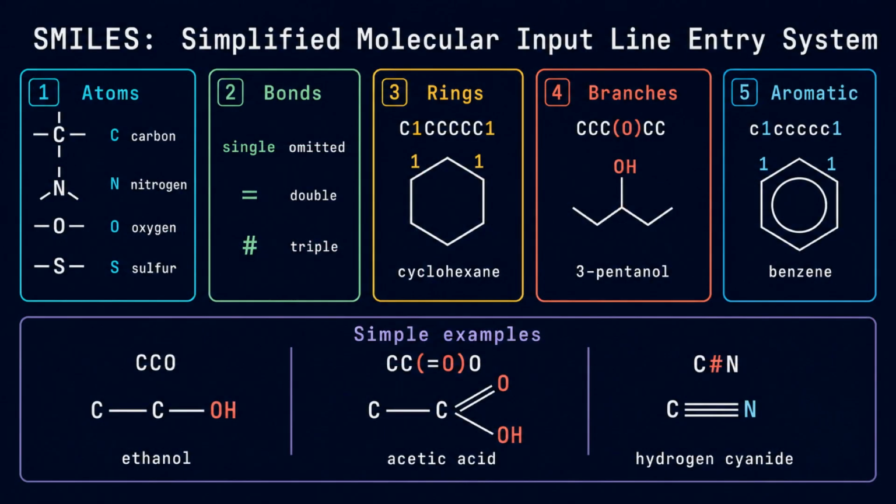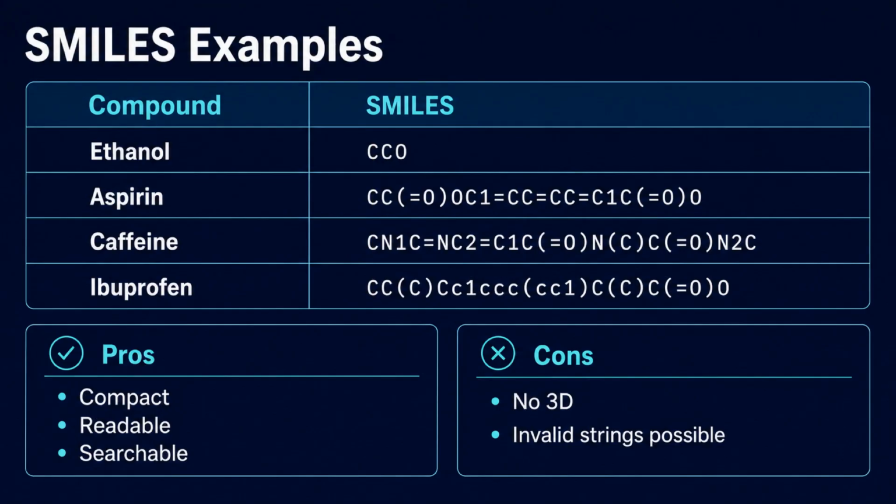SMILES, which stands for Simplified Molecular Input Line Entry System, is the most widely used format for representing molecular structures as strings. Basic rules include atoms like C, N, O, S, bonds where single bonds are omitted, double bonds use an equals sign, triple bonds use hash, ring structures marked with numbers, branches expressed with parentheses, and aromatic atoms in lowercase. Let's look at some SMILES examples.